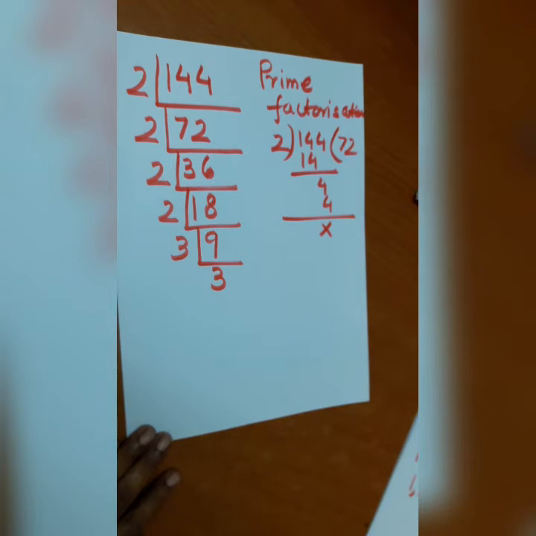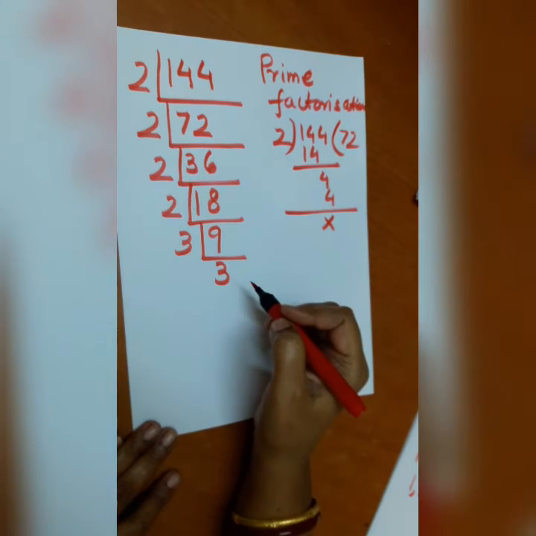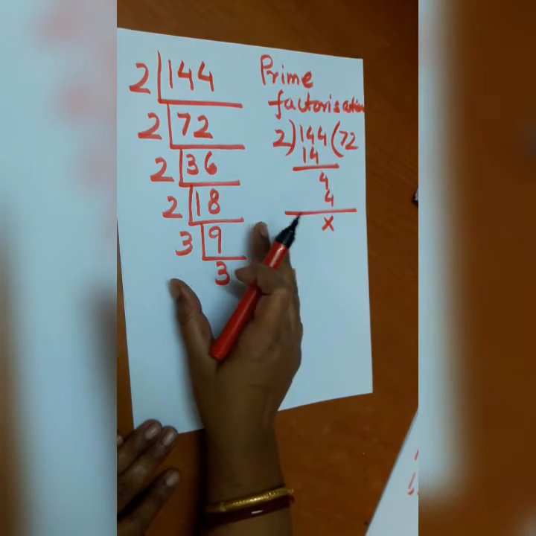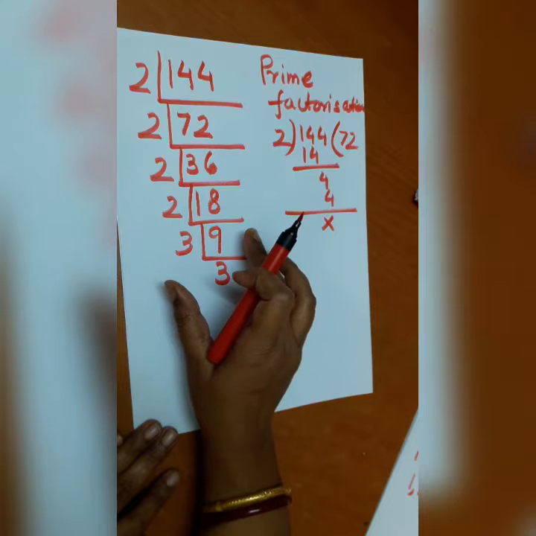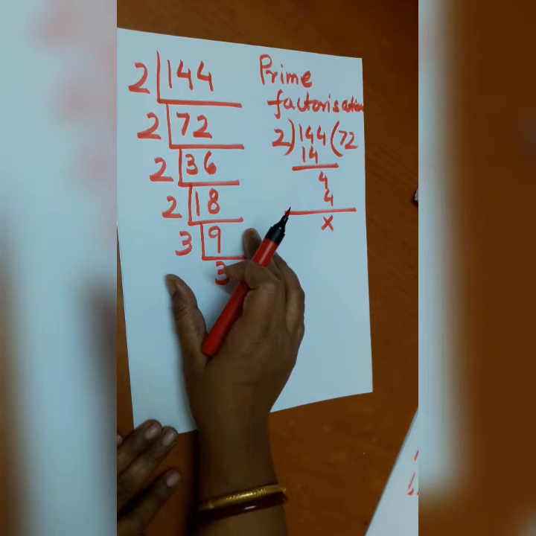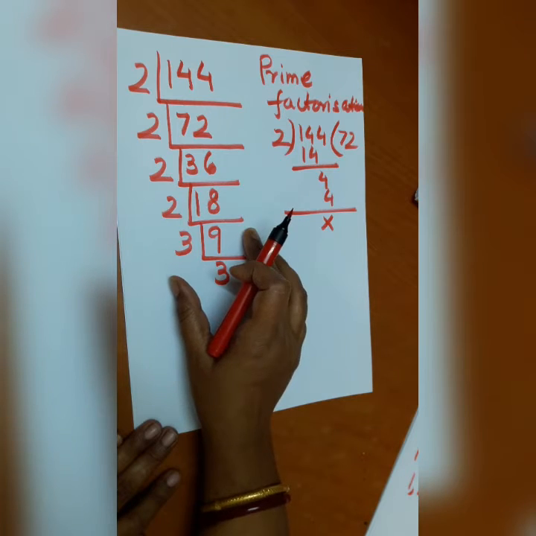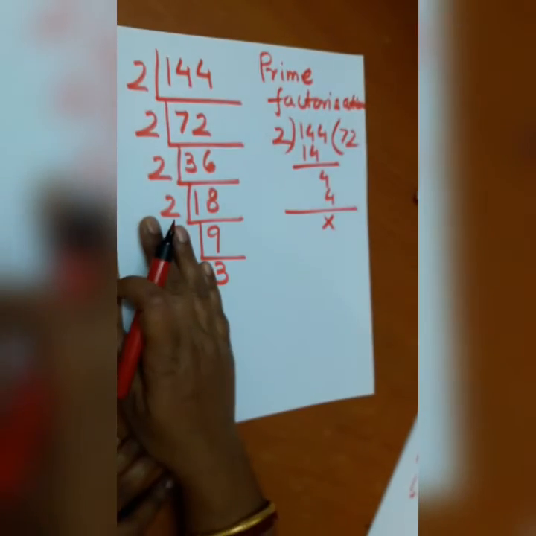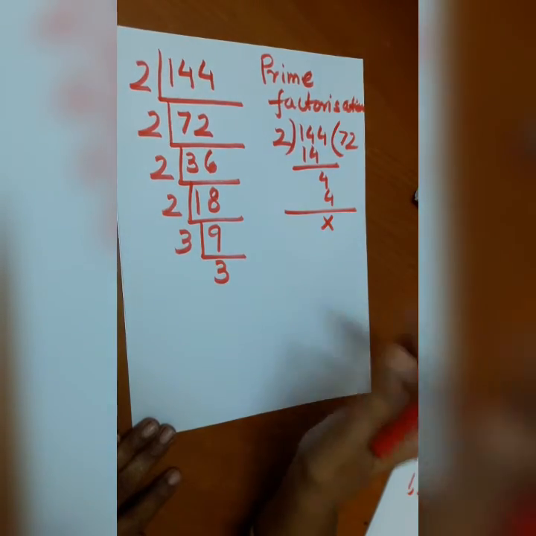Now this is important because this is very useful when you are trying to find out the HCF, highest common factor, of some numbers. Suppose 2 numbers, or more than that. So that time you will need this prime factorization method.